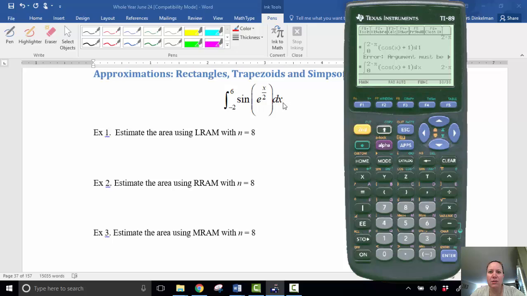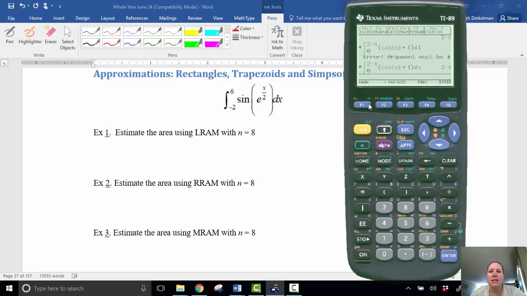Just a quick reminder, since we are talking about sine, we want to make sure we're in radian, so it's really easy to check at the bottom of your screen. If you're in degree, it will say DEG there. And that's just a change that you can make in the mode. You just need to scroll down here where it says angle.